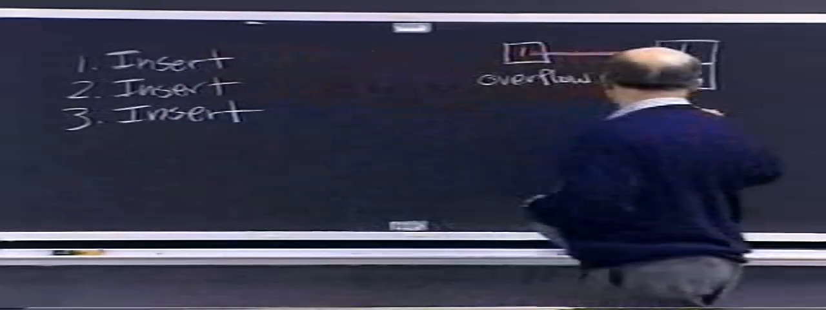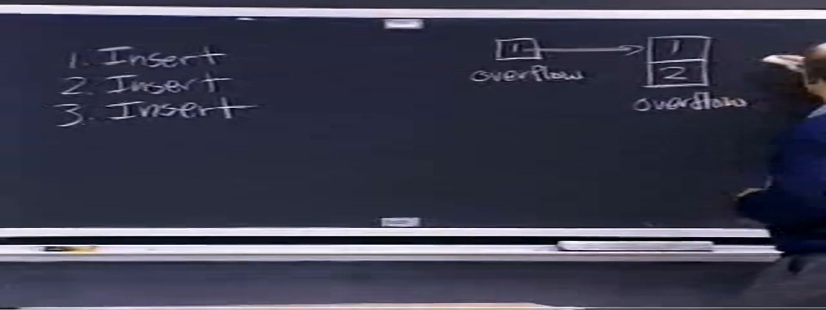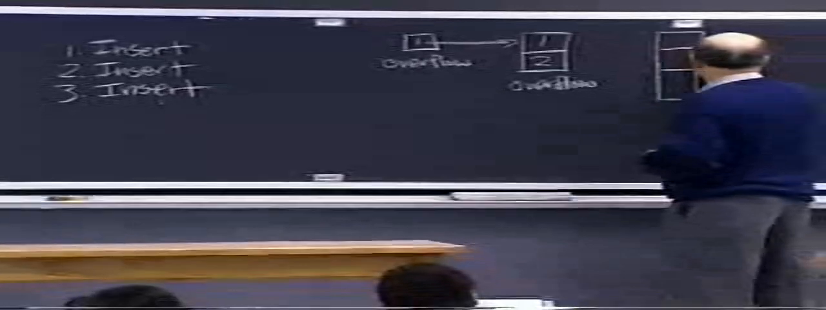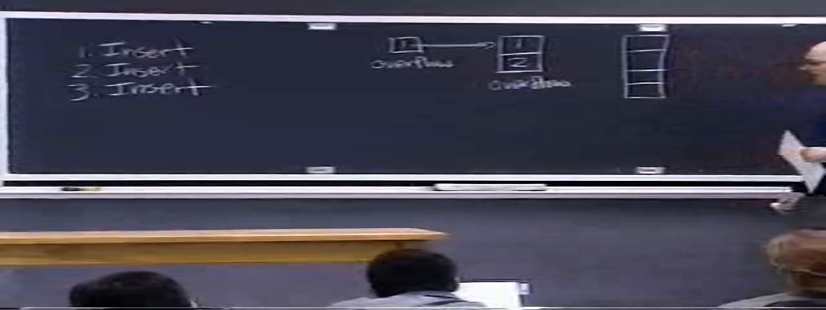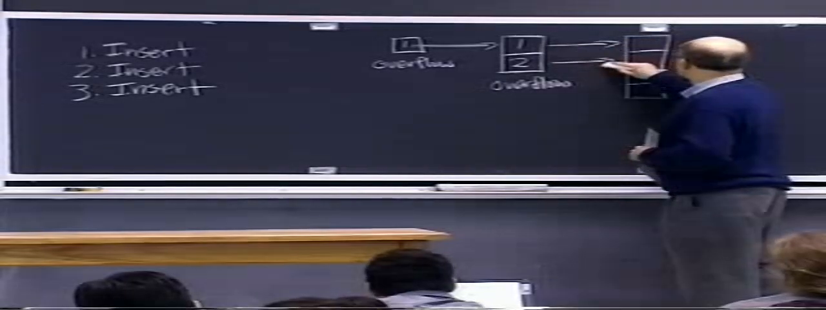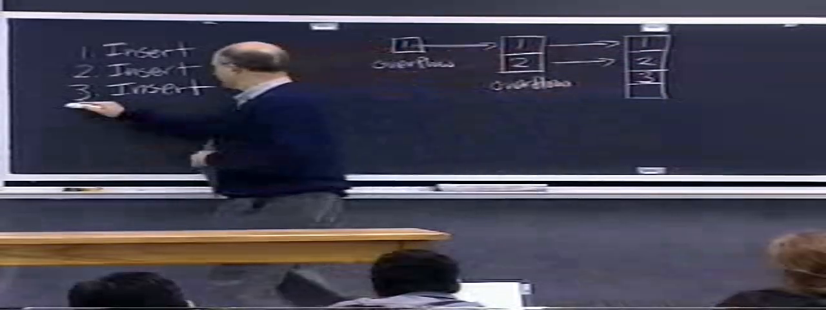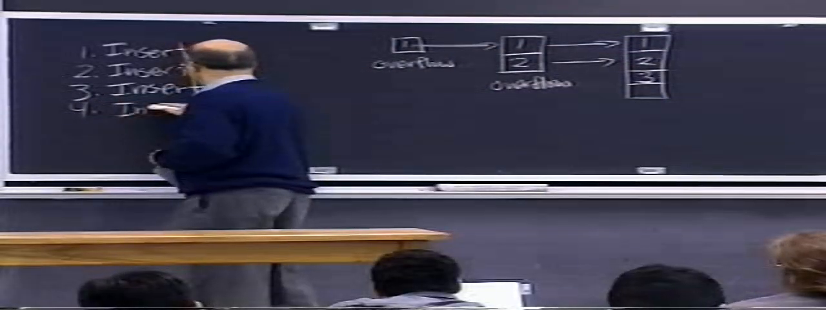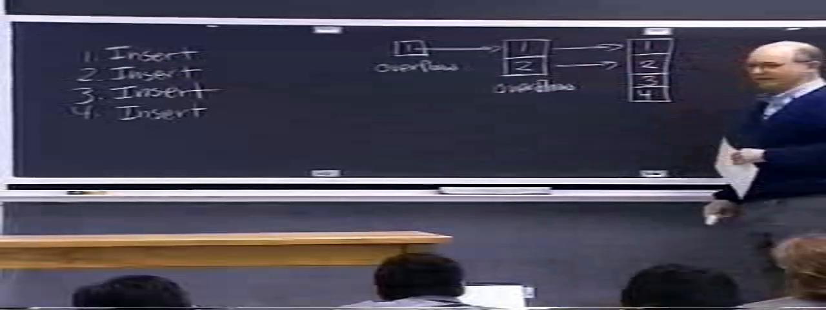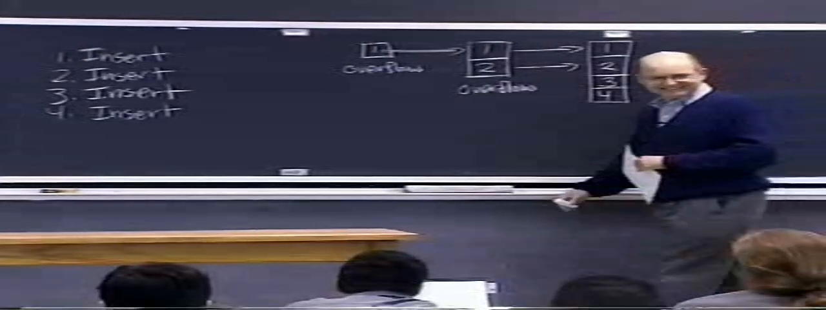Okay, and we discover, oh, overflows again. Okay, so we make an array of size 4. Okay, we're going to double it every time. Okay, we copy these guys over. Now we can insert 3. Now we insert again. We have 4. No overflow that time. That was good. Starting to think we overflowed every time.